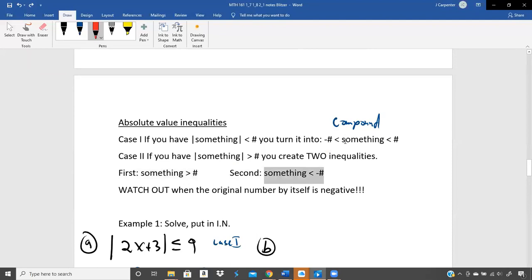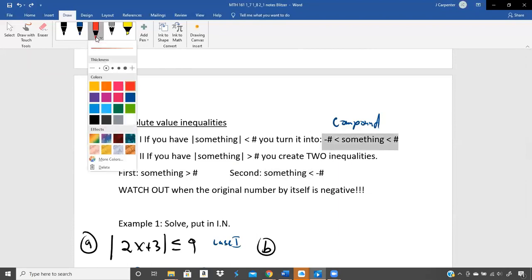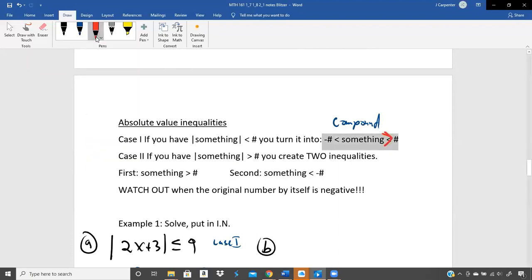It's because of this idea right here: if you try to make it a compound inequality based on the original direction, the positive number would have to look like that, and then the negative number would have to look like this. But since these don't agree in direction, you can't put it in one thing. You have to basically separate it as this.